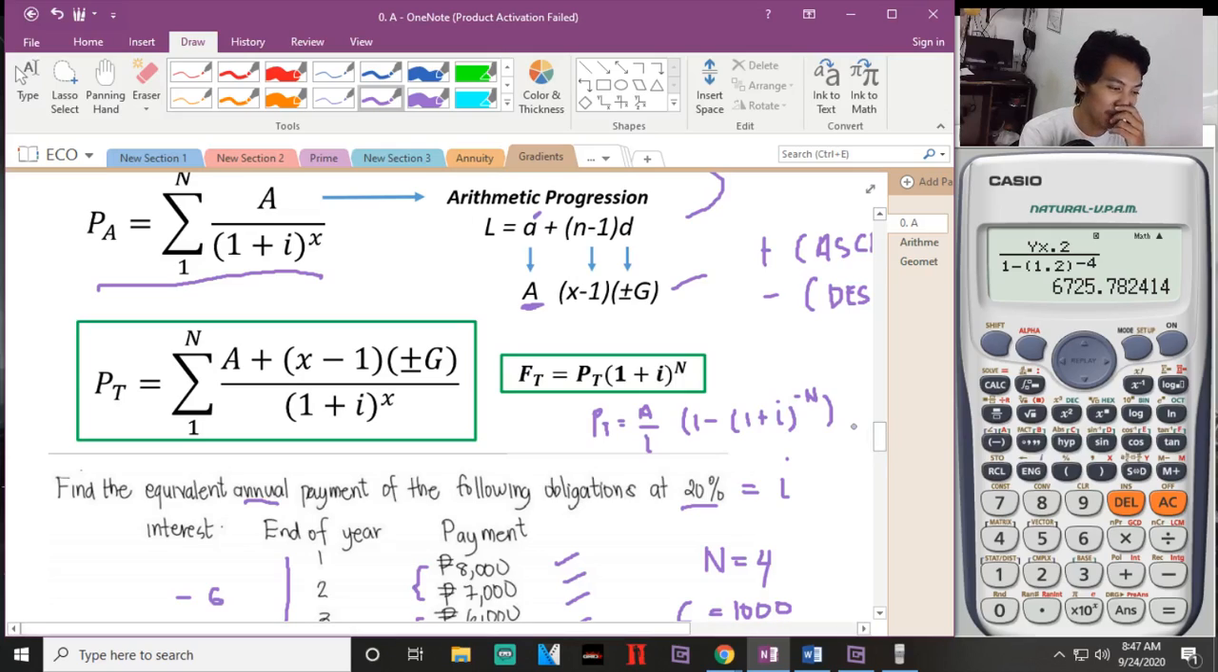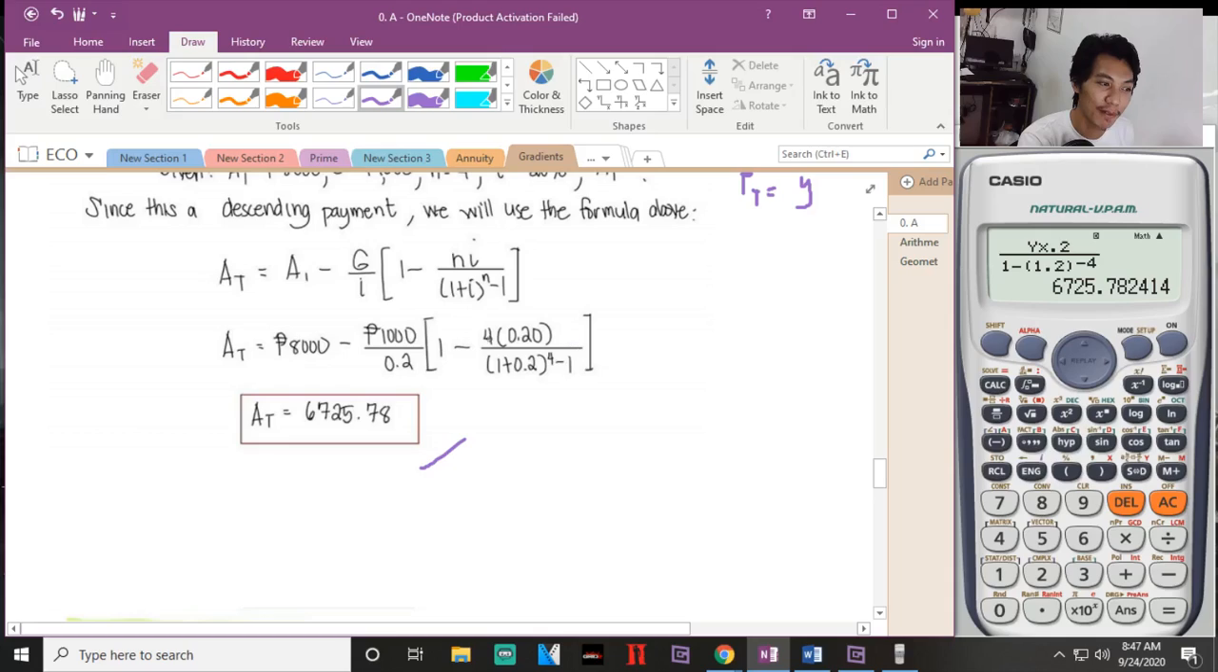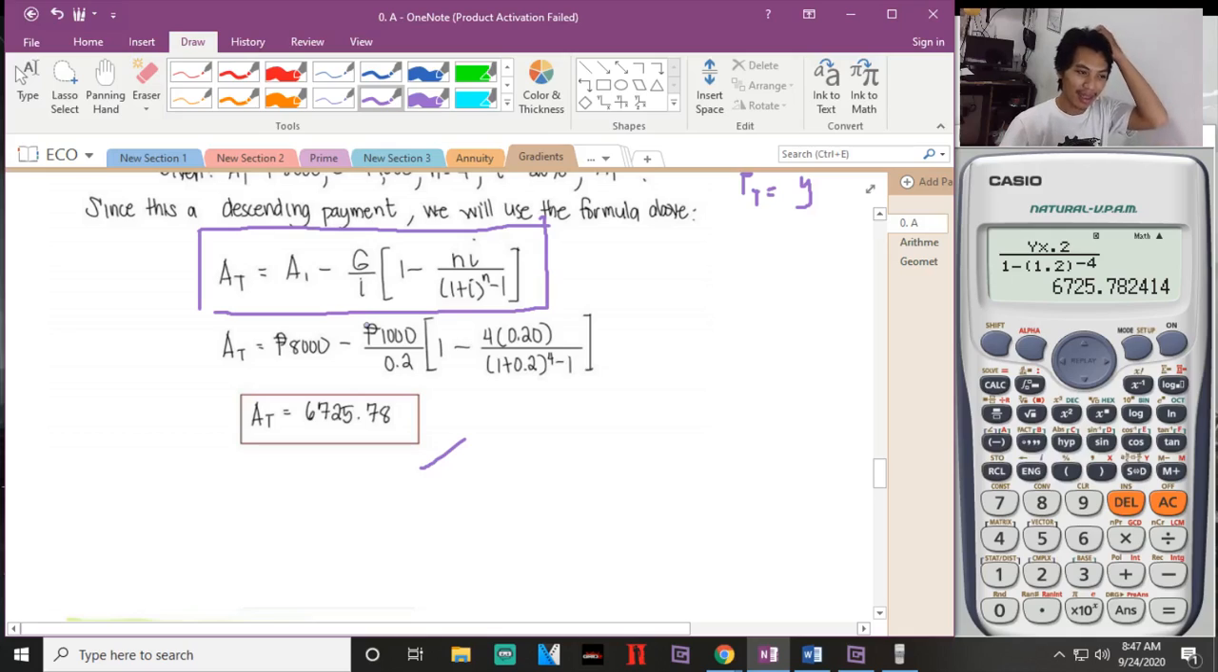Hello? Madali ba siya? Diba? Hindi na ako nag-memorize ng ganitong formula. This is a formula. Okay? For the equal payments, for your gradient. Ngayon, hindi ko siya memorize eh. Kaya ang ginamit ko, diskarte. Ginamit ko si calculator technique.